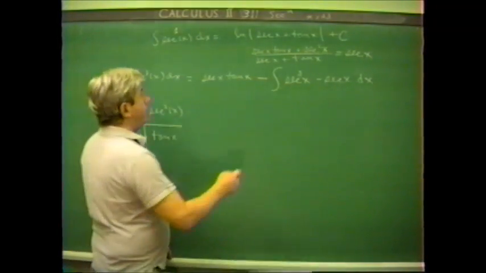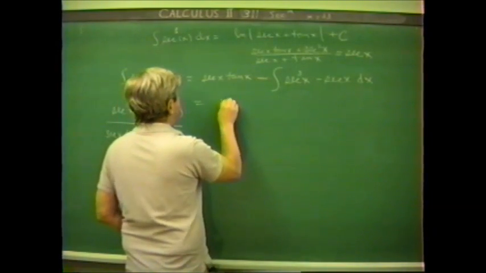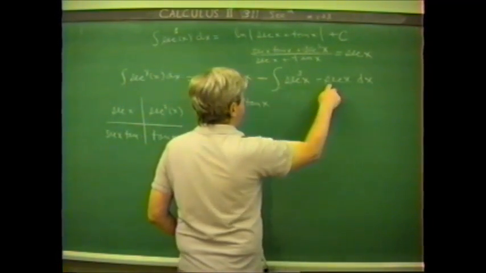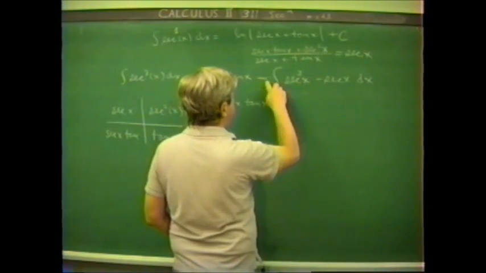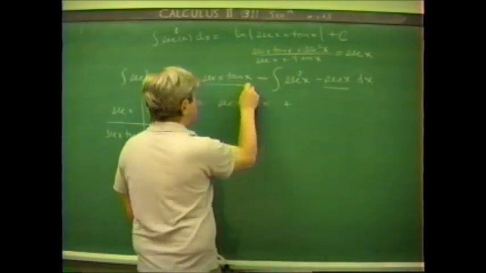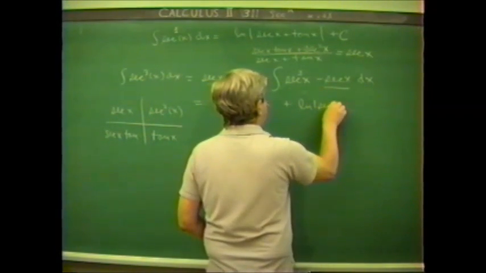Now, it looks like we're in trouble here, but not so. We've got another secant cubed here. We get secant x tangent x. The antiderivative of secant x we already know. So we have plus the antiderivative of secant x, which is log of secant x plus tangent x.